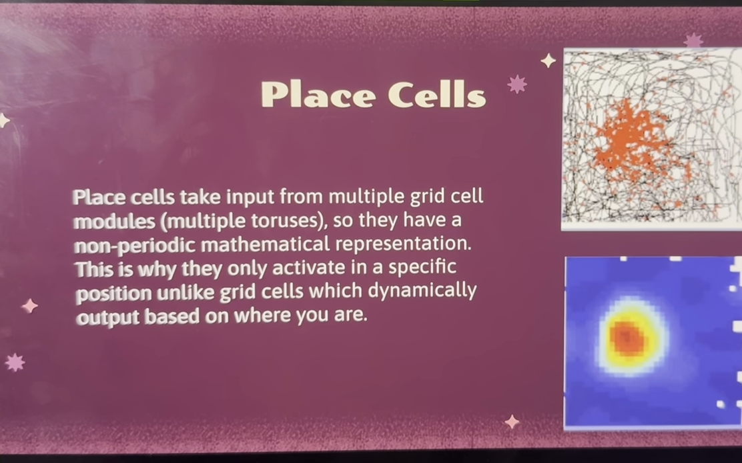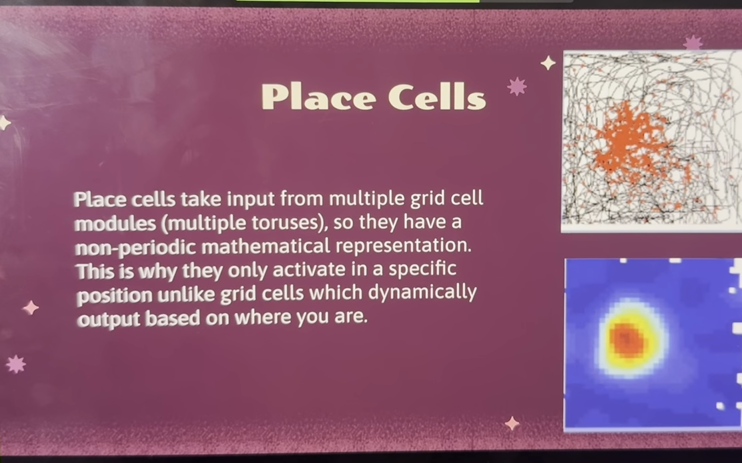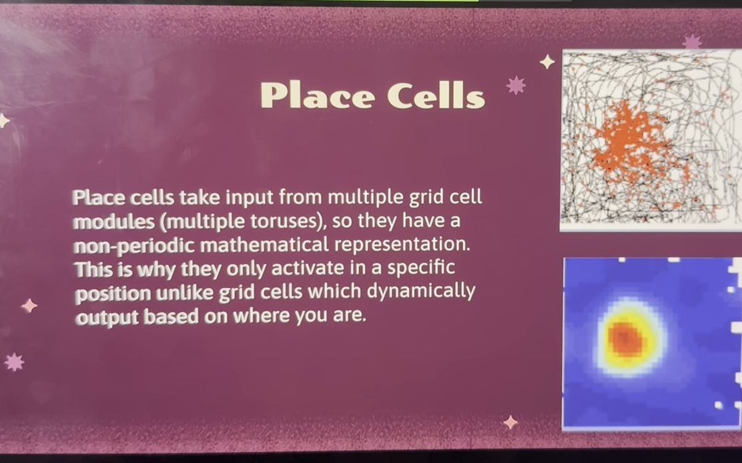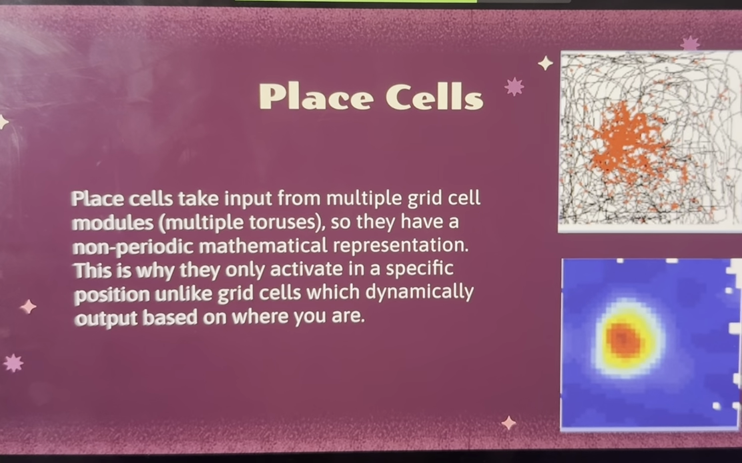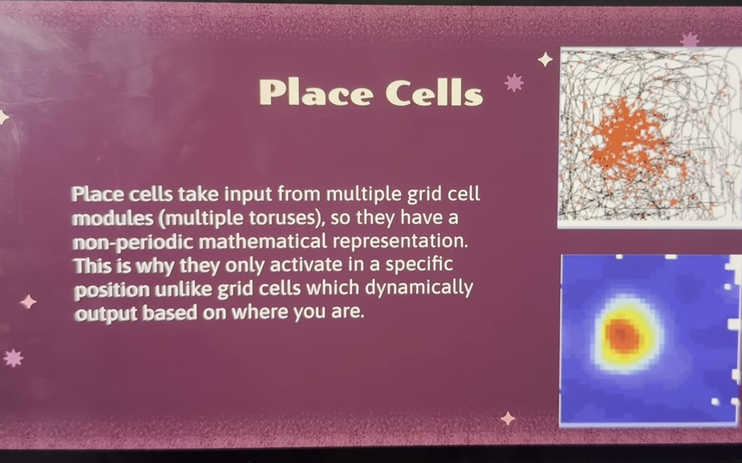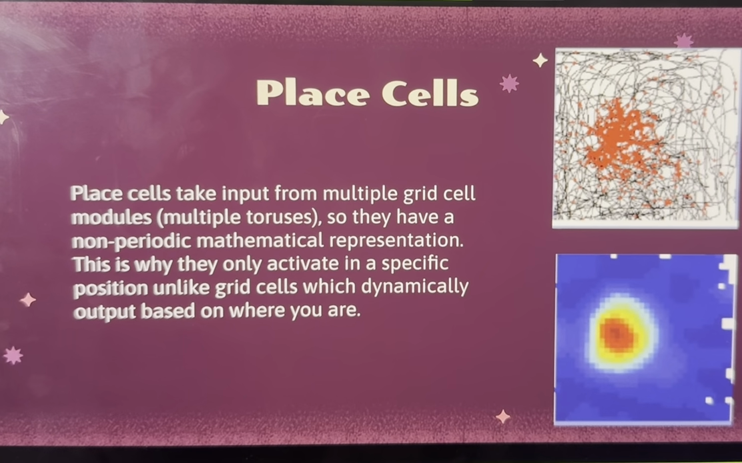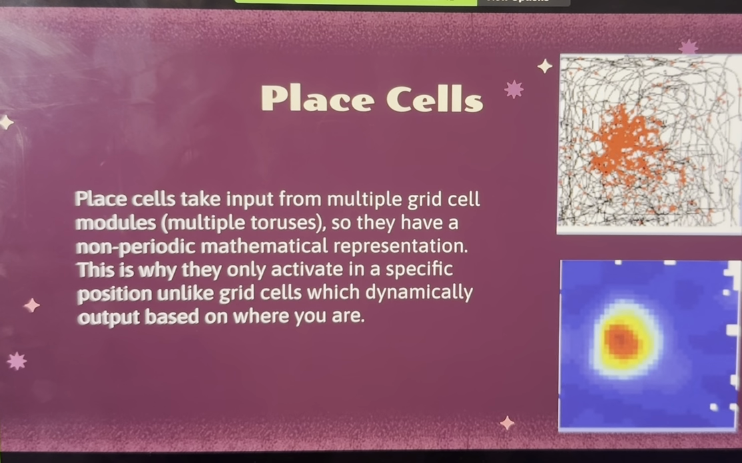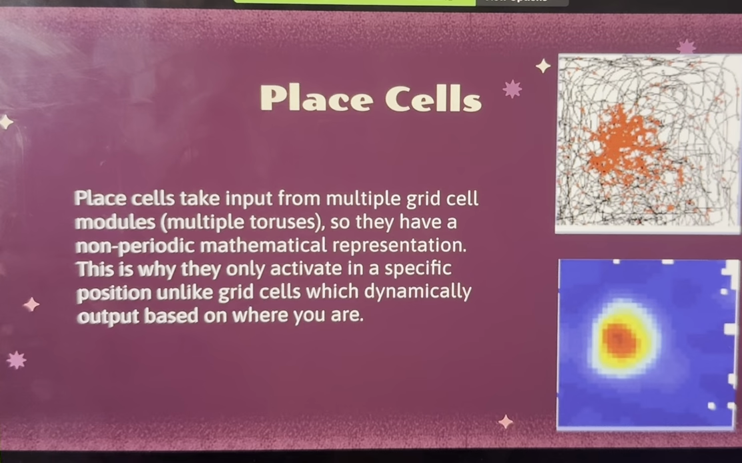So, as mentioned, place cells take input from multiple grid cell modules, multiple toruses, so they have a non-periodic mathematical representation. This means that they only activate at a specific position, unlike grid cells, which are dynamic. And so these are kind of landmarks to where you are in a given environment.